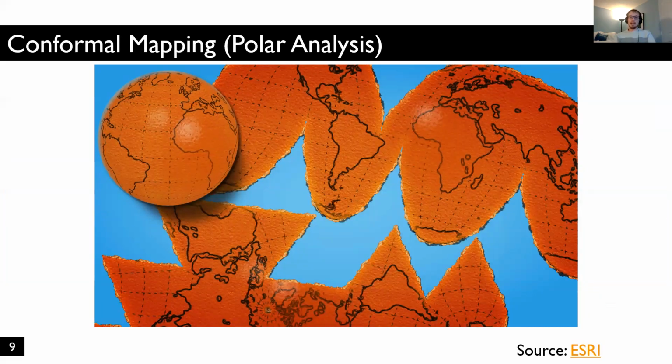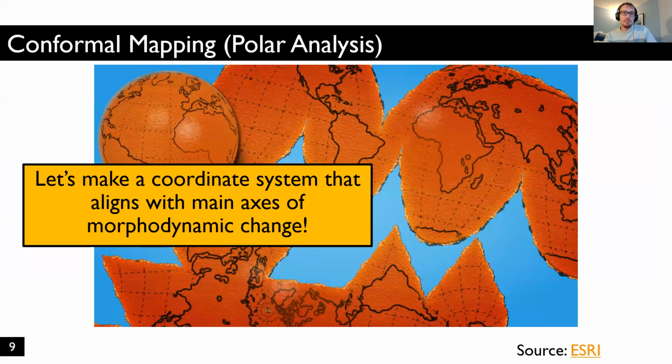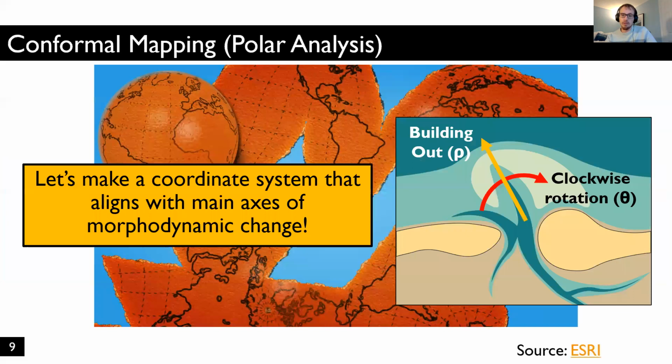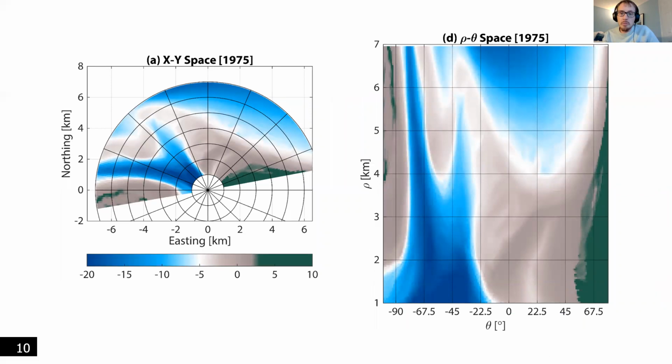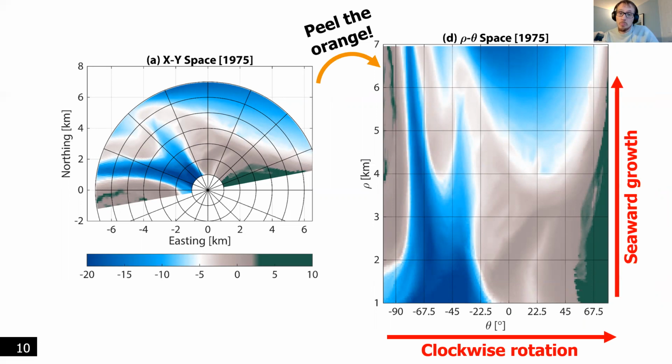Now, the first approach that we're looking at is conformal mapping. So what exactly is conformal mapping? Essentially, we're just taking something and transforming it into a more useful coordinate system. So let's make a coordinate system that really aligns with those main axes of morphodynamic change: outbuilding, which we signify with rho, and the clockwise rotation, which we signify with theta. Now, we can then plot this ebb-tidal delta in the polar coordinate system, centered here in the inlet, and unwrap that to get this nice grid where clockwise rotation and seaward growth are more clearly visible.